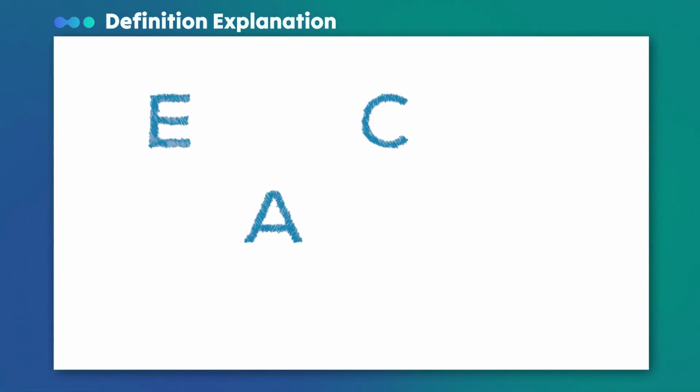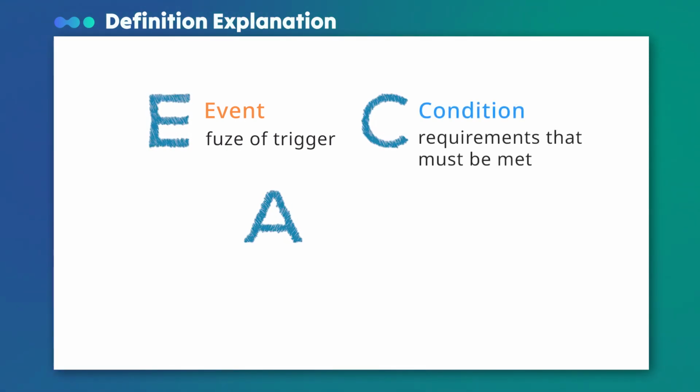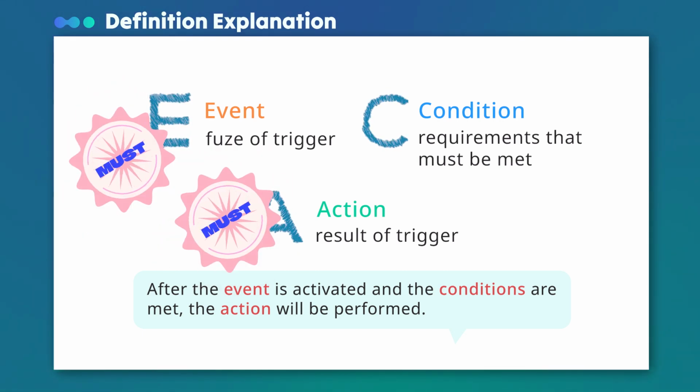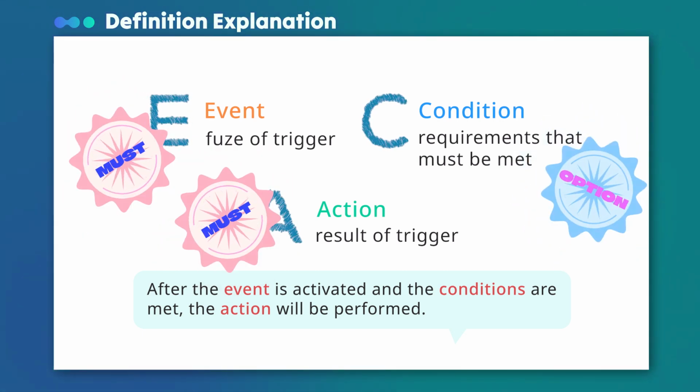Event is like a fuse of the trigger. The trigger will execute only when the event we set happens. Condition is the requirements that must be met to execute the following actions. Action is the result of the execution of the trigger. We can understand their relationship in this way: after the event is activated and the conditions are met, the action will be executed. In addition, the event and action are a must in a trigger, but the condition is optional.